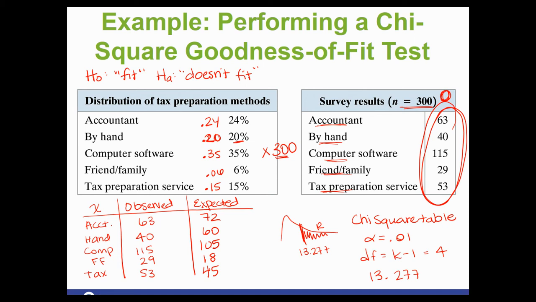So the last thing we need is our test statistic, our formula. Keep in mind these values from our table. And in fact, I'm going to copy them over here just for our ease of seeing them.